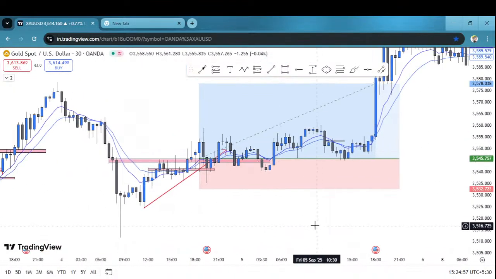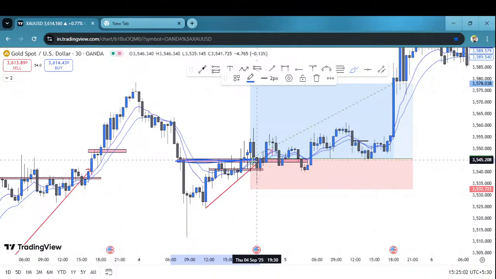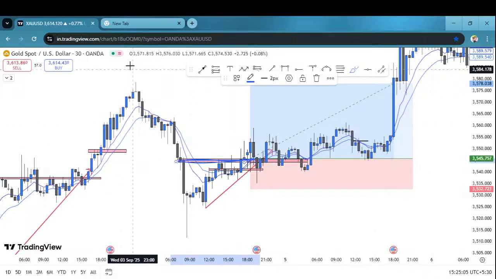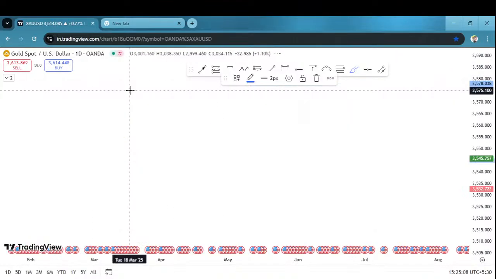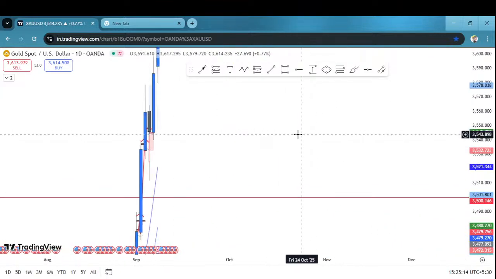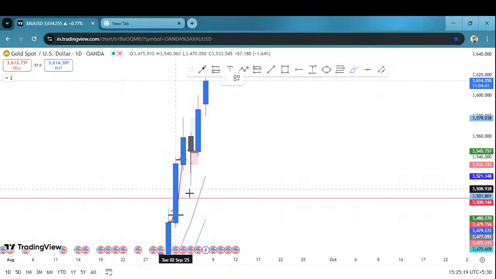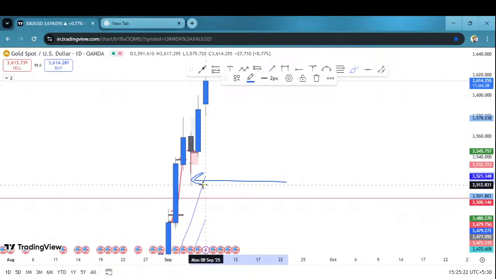Yeah, so it has formed a resistance here, and as we saw in the daily time frame, I was waiting for a retracement. So as this fall came, I was not looking for any kind of sell direction position. I was completely in the buy direction. My mind was completely on the buy side. So I was waiting for a retracement, and that's what happened here.